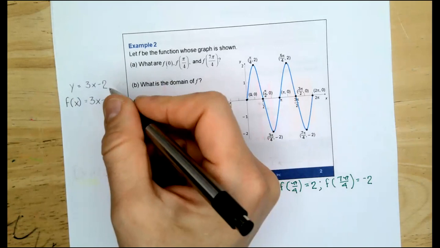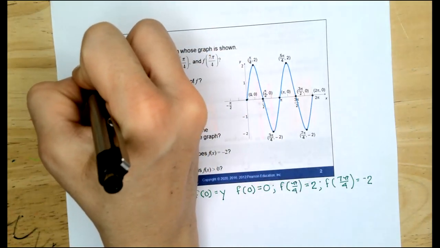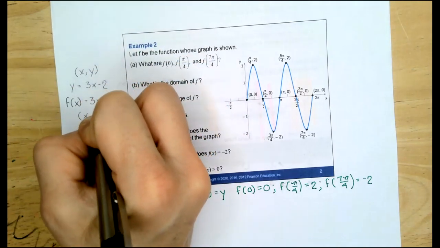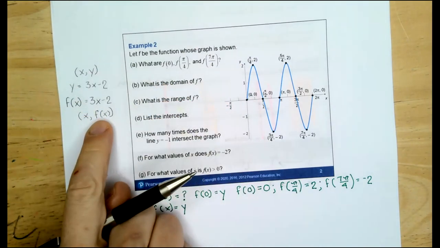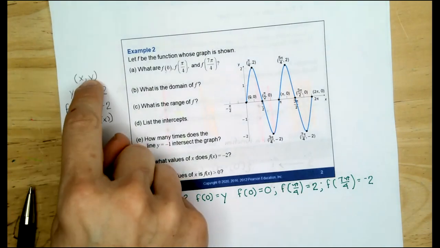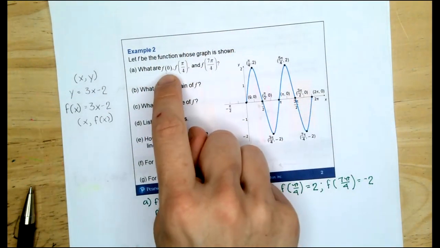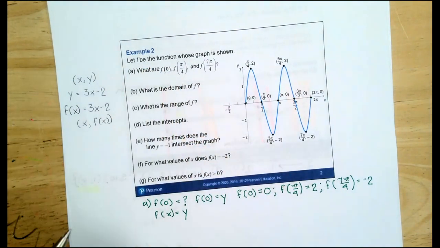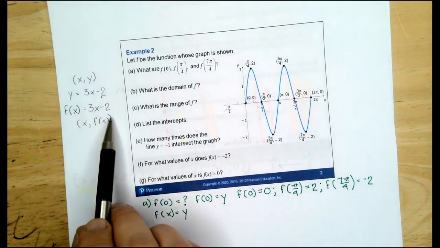So just like for this one, our coordinate points are x, y. Here, our coordinate points become x, f of x, okay? We're not changing anything except the name of y because it's a function. If y is a function of x, you can call y f of x. That's what we're doing here. That's why that looks like that, f of 0, okay? So y equals 3x minus 2 becomes f of x equals 3x minus 2.